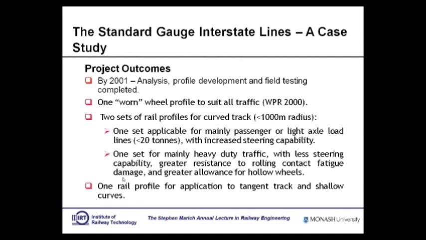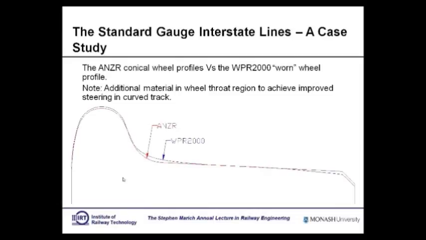Then we developed 2 sets of profiles. One set mainly for passenger traffic, and one set for heavy-duty freight traffic, for curved track. So you had 2 sets for curved track, and 1 profile for tangent track. All straight track and shallow curves in Australia, 1 profile. Not bad. Worked like a charm.